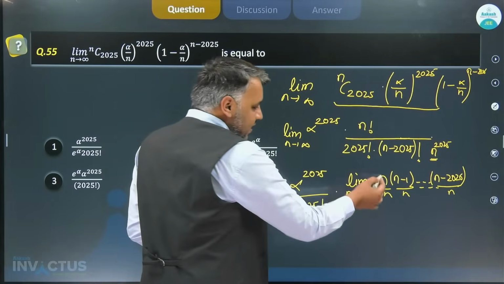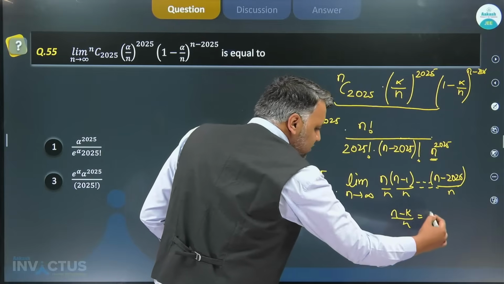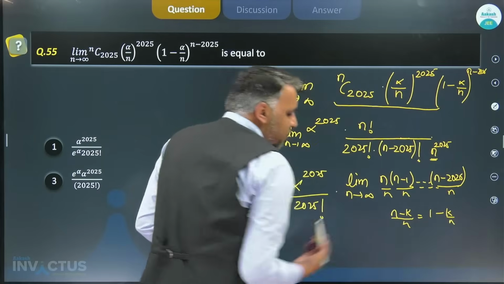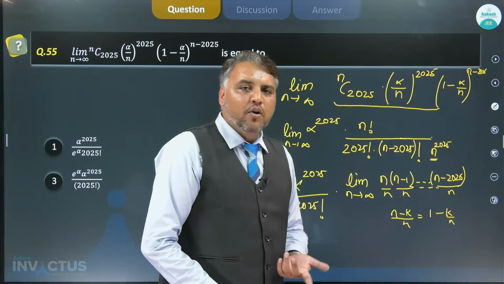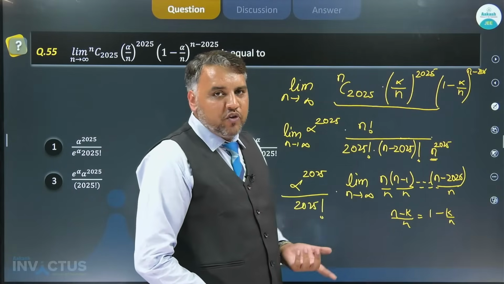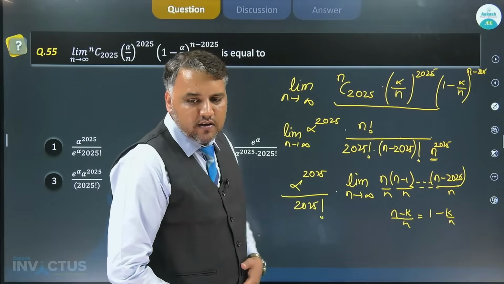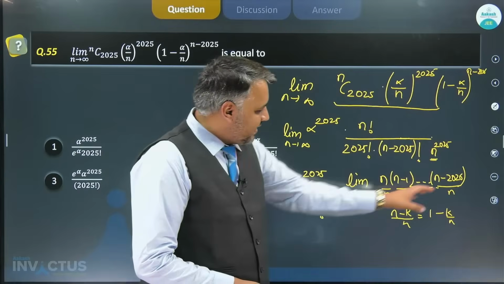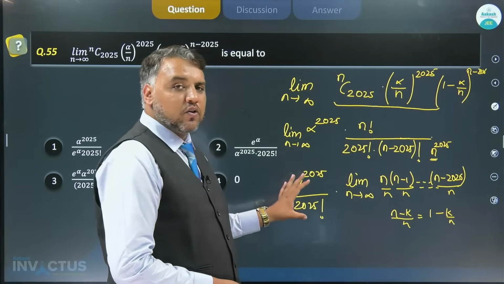So if we divide n, this is something like n minus k by n. So this is 1 minus k by n. If you apply limit n tends to infinity, every bracket will tend to 1, and a finite number of terms are there. So when you multiply 2025 terms, every one is tending to 1, no? So this will be tending to 1 only, this portion. So this limit is finite, this is a constant term.